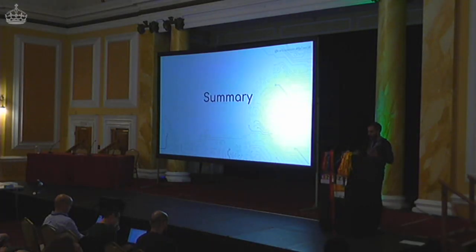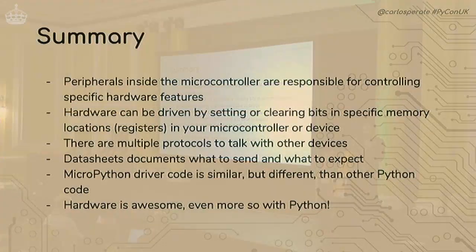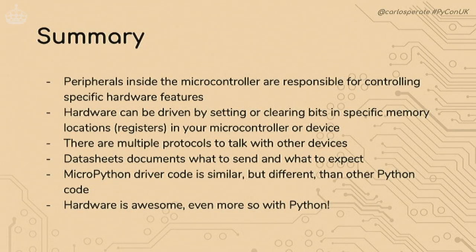OK, so in summary, we have learned that there are peripherals inside your microcontroller that are responsible for controlling specific hardware features. That the hardware can be driven by reading and writing into these peripherals by finding the right register. We've learned about multiple protocols that you can use to talk to different devices, and that datasheets are the main form of documentation that's going to tell you how to talk to these devices.